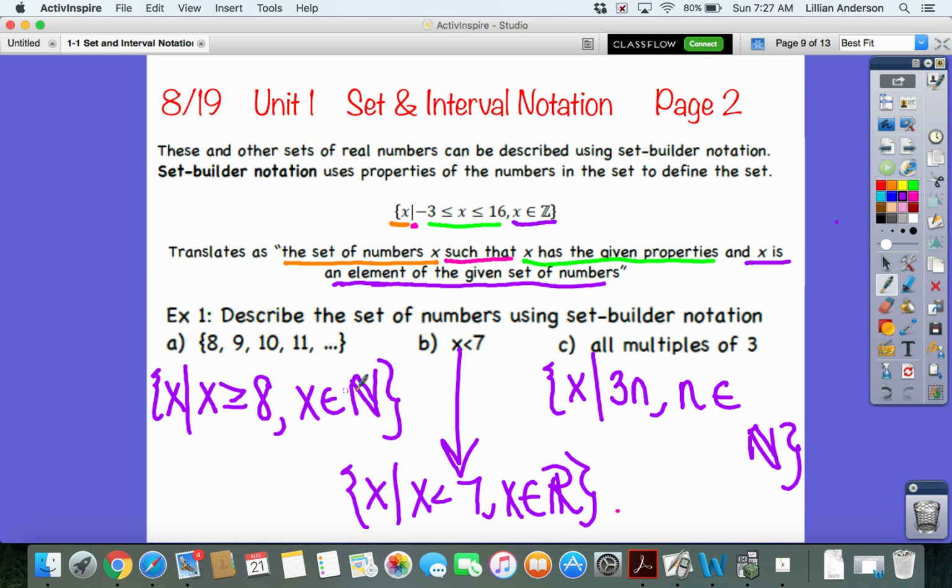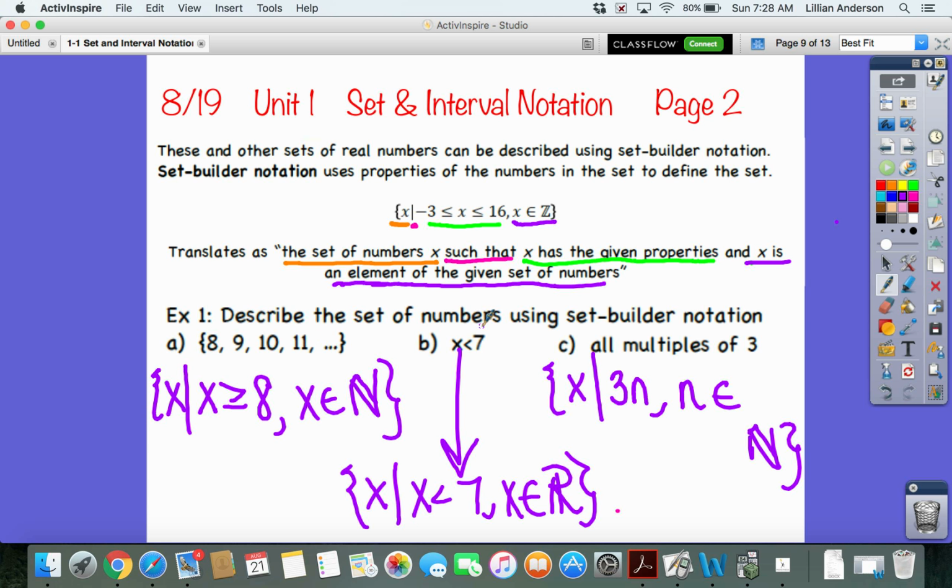Now, x is going to be an element of natural numbers, not integers, because it's going to be all the numbers that are greater than 8. So that means that all of our negative numbers are not even in the question. 0 is not in the question, okay? It's all the numbers that are bigger than 8, and if you notice, it goes 8, 9, 10, 11. It doesn't go 8, 8.5, 9, 9.5. So we're only talking about the positive numbers that are bigger than 8. So that's why we use N for natural instead of any other number set.